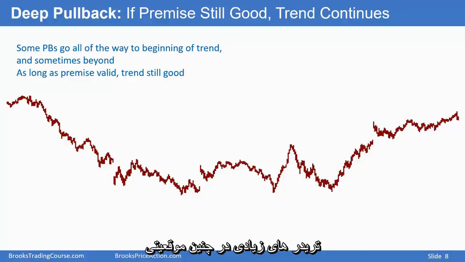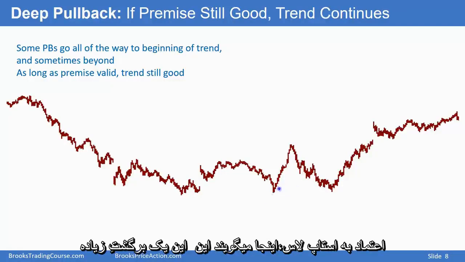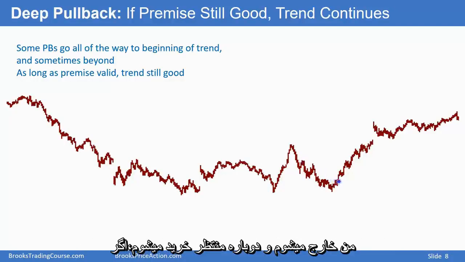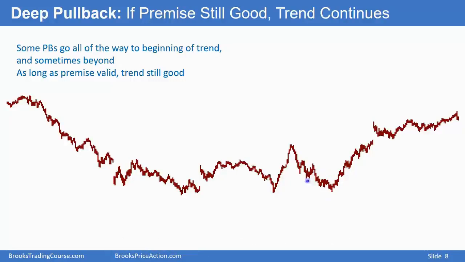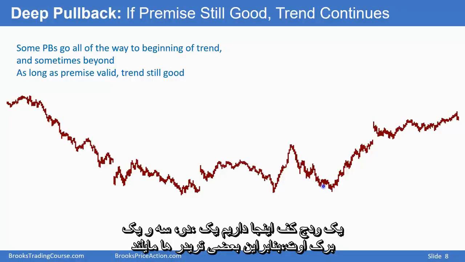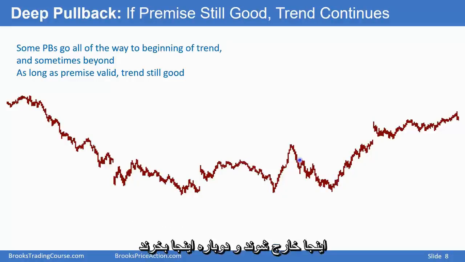Many traders in a situation like this would get out early. Instead of relying on their stop here, they say, this is too much of a reversal. I'll just get out, and then I'll look to buy again if we get a higher low and we start to turn up again. We have a wedge bottom here, 1, 2, 3, and then we break out. So some traders would exit here and then buy back here.